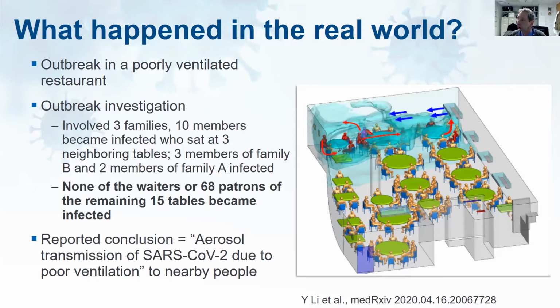But most importantly, no one at the other 15 tables, 68 patrons, and none of the waiters became ill, demonstrating that SARS-CoV-2 is really transmitted efficiently over very short distances, indoors, and even less efficiently transmitted out of doors.